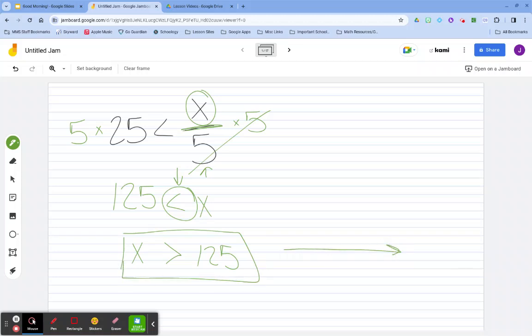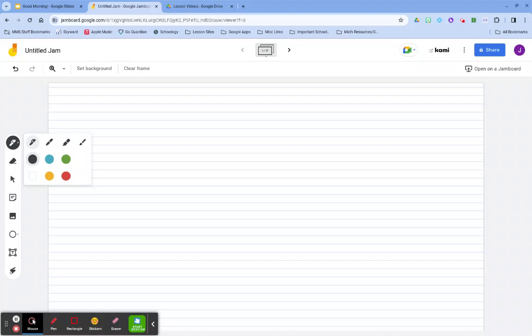And when I make my graph, if 125 is in the middle, there is not the equal to sign, so we are going to leave it open because it can't be equal to. And since x is greater than 125, we need to go towards the larger numbers, which would go to the right. I'll do one more example.